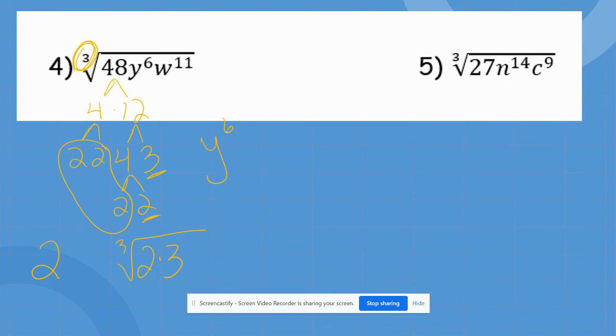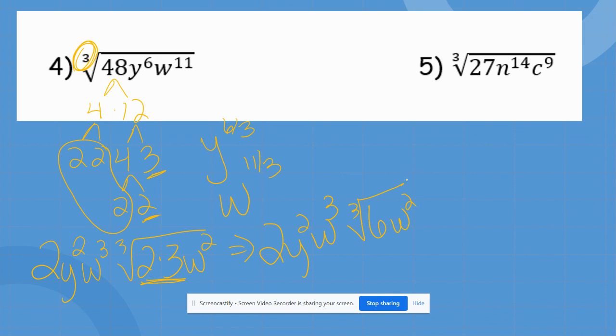Okay, for y, we have a power of 6, root of 3. 6 divided by 3 is 2, so we have y squared. There's no leftover. W to the 11 divided by 3: 11 divided by 3 is 3, and there are 2 left over. My last step, I have to multiply the 2 times the 3 under the radical. So 2y squared w to the 3rd times the 3rd root of 6w squared.